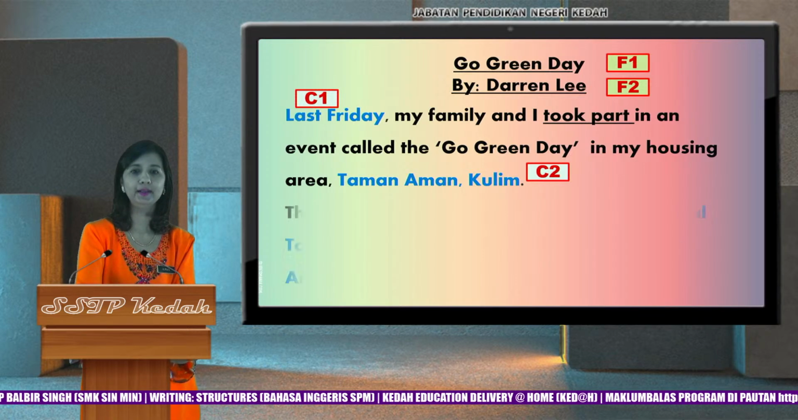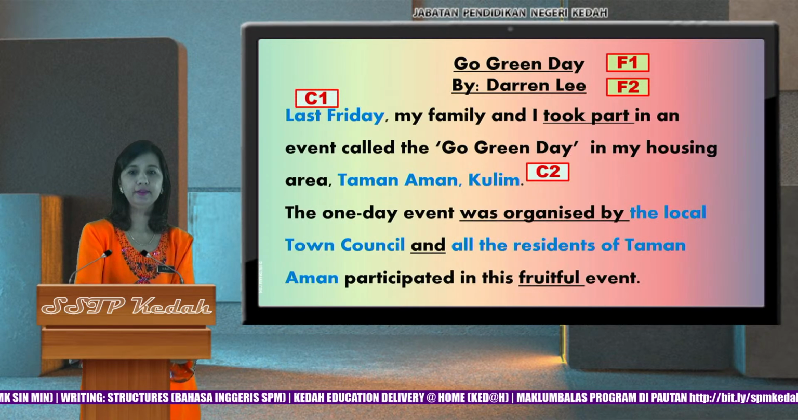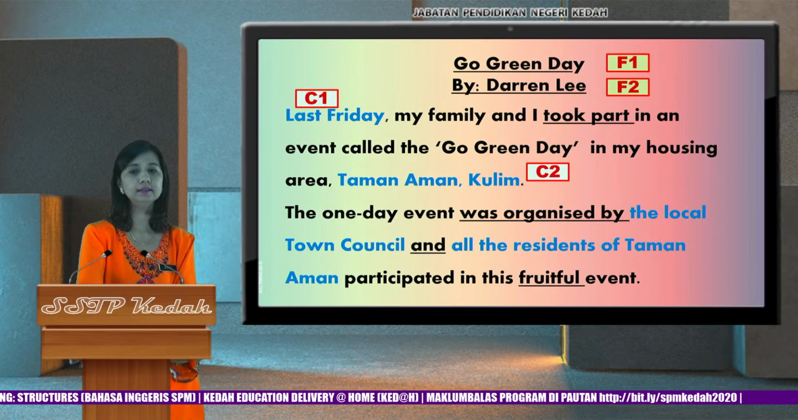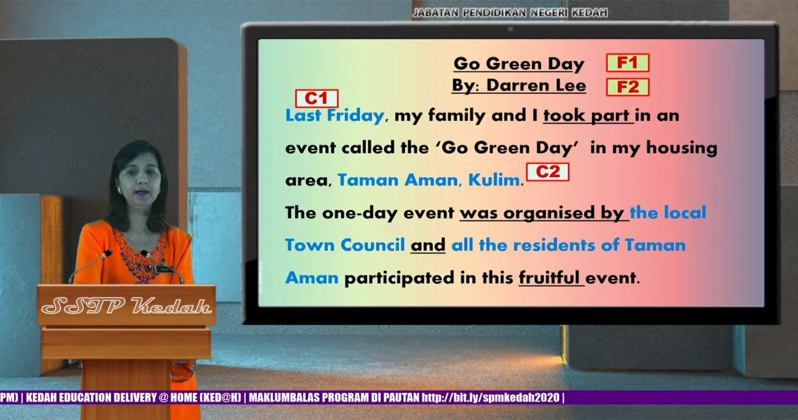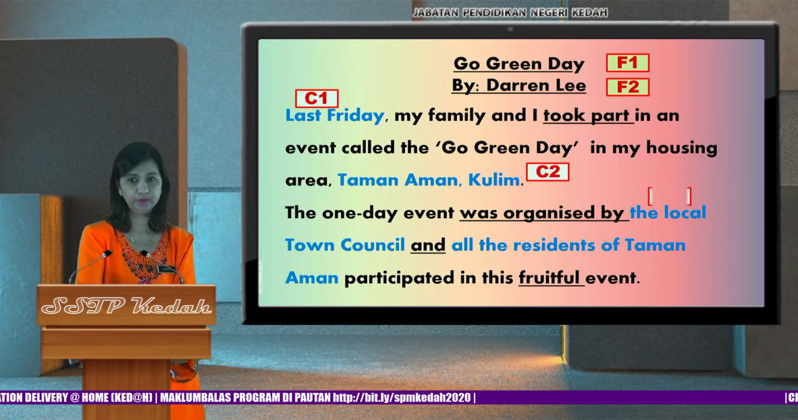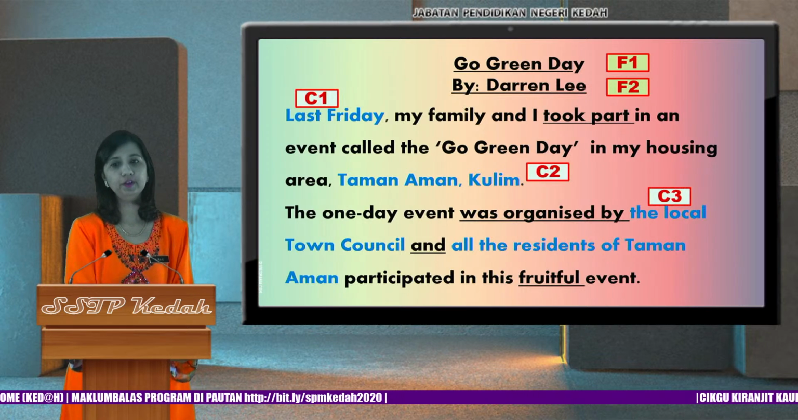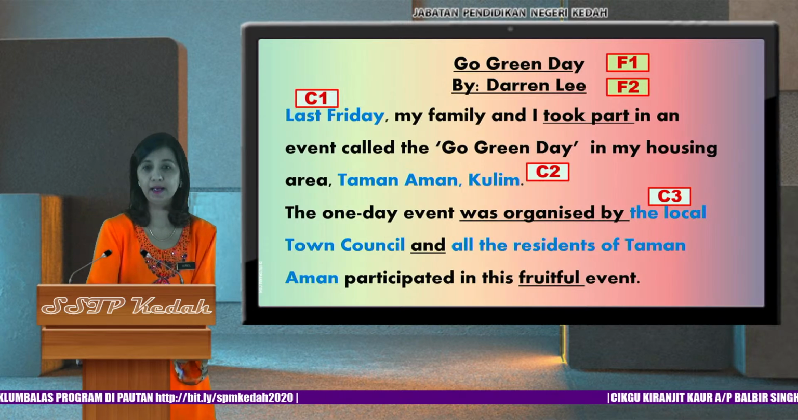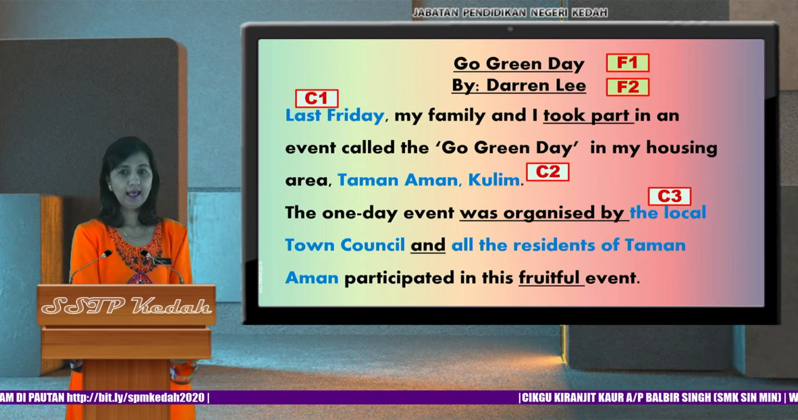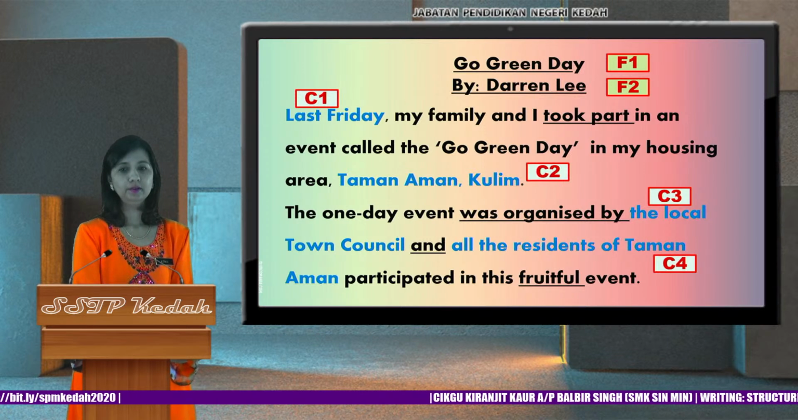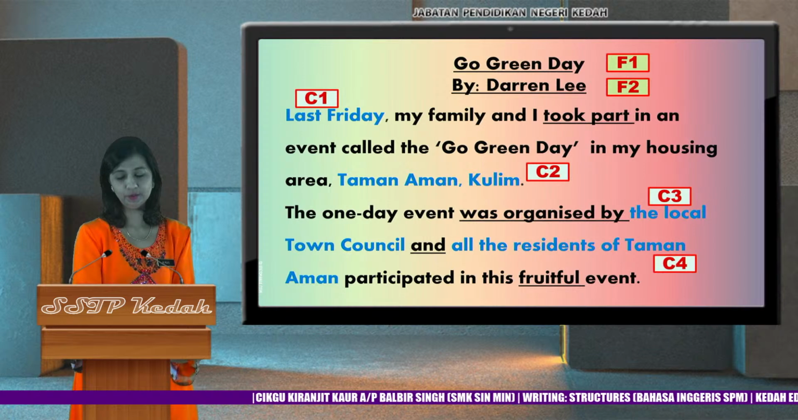Two content points. And the one-day event was organized by the local town council. And all the residents of Taman Aman participated in this fruitful event. You have content number 3 there. Organized by whom? And content number 4. Sorry. Who took part? Who was involved? So 4 content points there.